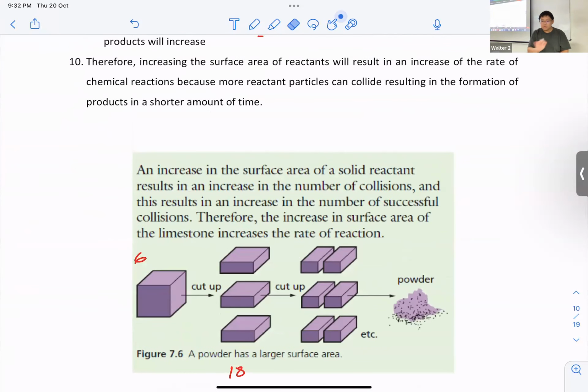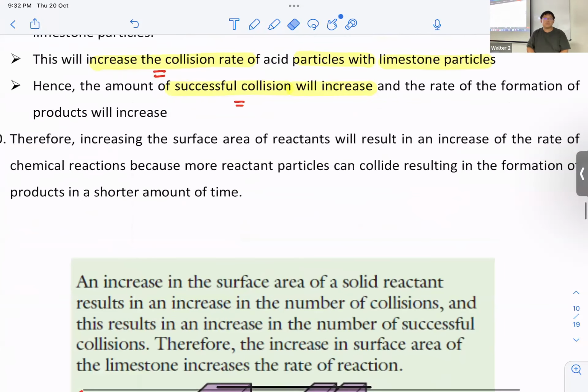So therefore, it will increase the rate of reaction. So let's recap a bit. Smaller particle size, larger surface area to react with, more collision between reactant particles. This increases the number of successful collisions. Done. Particle size reduces, more surface area to react with, increases number of collision between reactant particles, increases the chances of successful collisions.